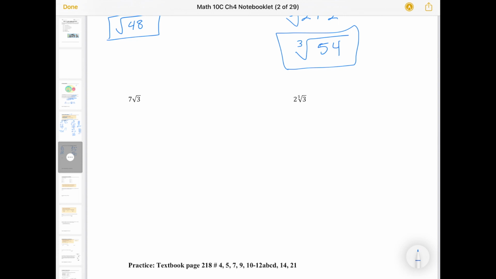All right, this one here, 7 times the square root of 3. So I'm still using the square root, and 7 squared times the square root of 3. So that's going to be the square root of 49 times 3. And 49 times 3, probably heading to your calculator, the square root of 147.